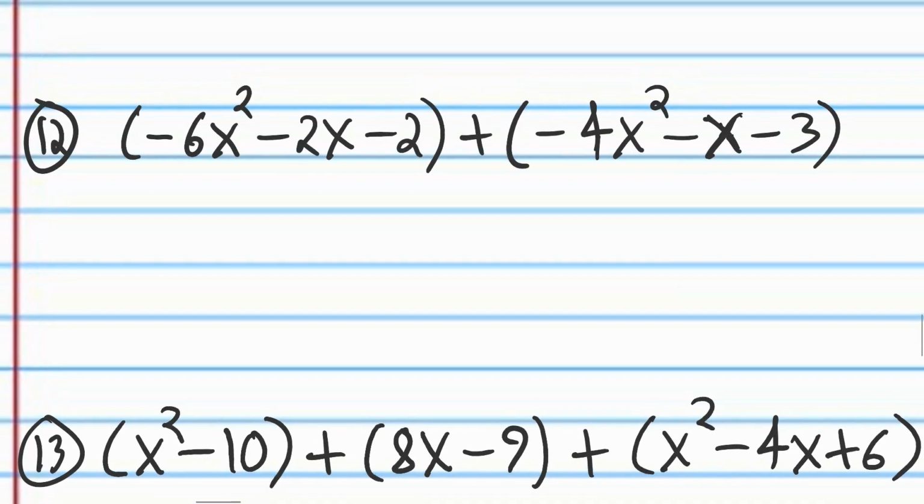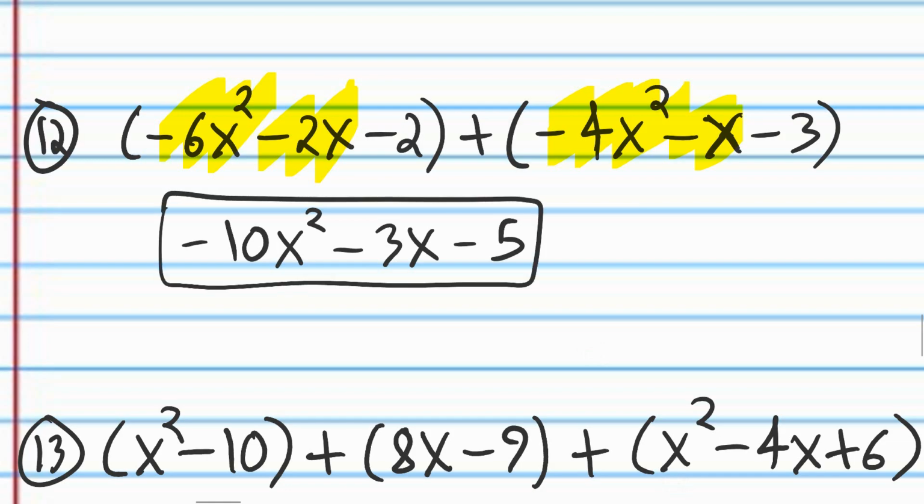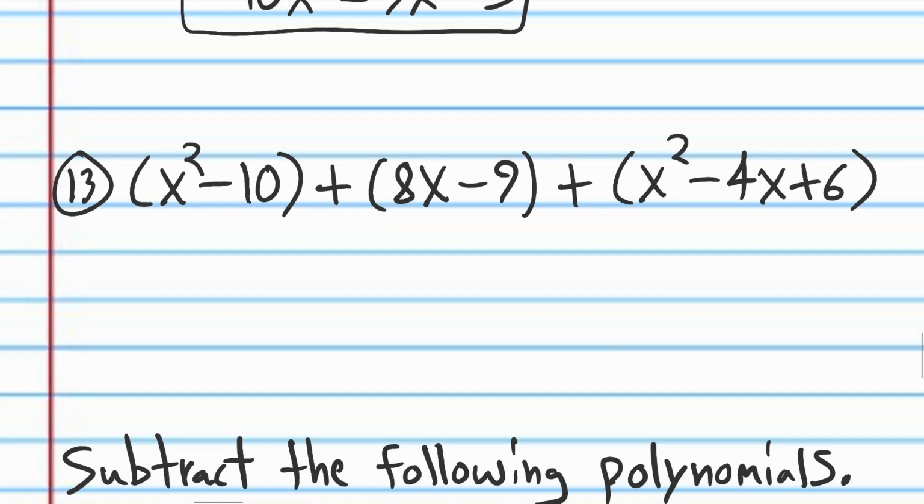All right, we're back. The highest power is the second power, so negative 6 plus negative 4 is negative 10. And the next power is the first power, negative 2x plus negative x is negative 3x. And negative 2 plus negative 3 is negative 5. So if you got that answer, good job. As you can see, this stuff is pretty easy. So we have one more of these problems, and then we're going to go on to subtracting polynomials. And that's going to be a little more tricky. So go ahead and attempt number 13, and when you come back, we'll do it together.